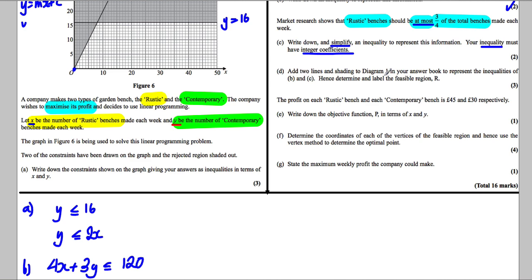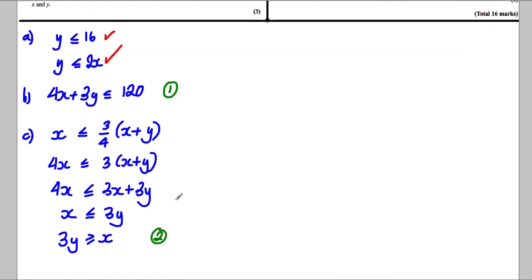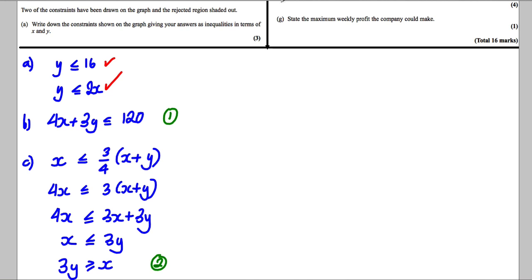Add the two lines in diagram 1 and hence determine the feasible region. So what we've got to do, these two have already been added. We've got to make sure we add this one and make sure we add this one here. Okay, so what we're going to do, let's add this one first. So I'm going to go over here and call this part D.